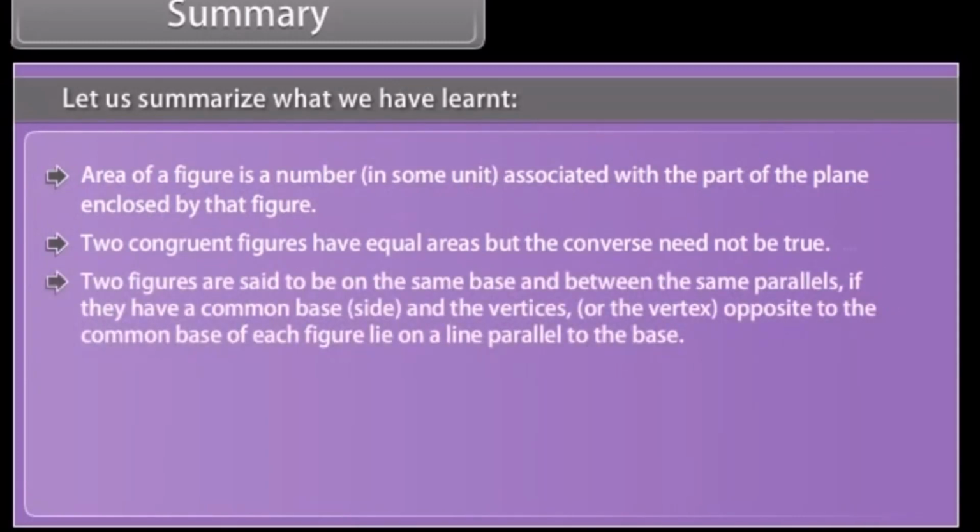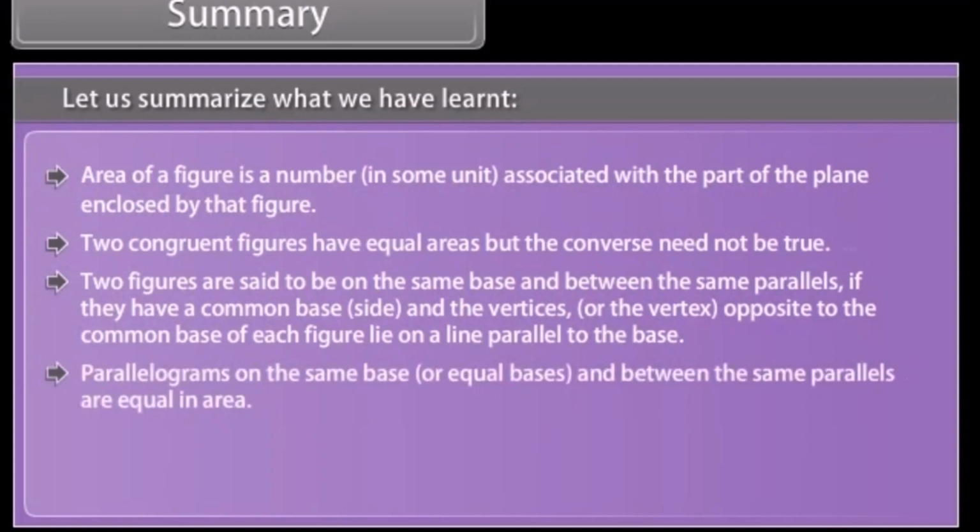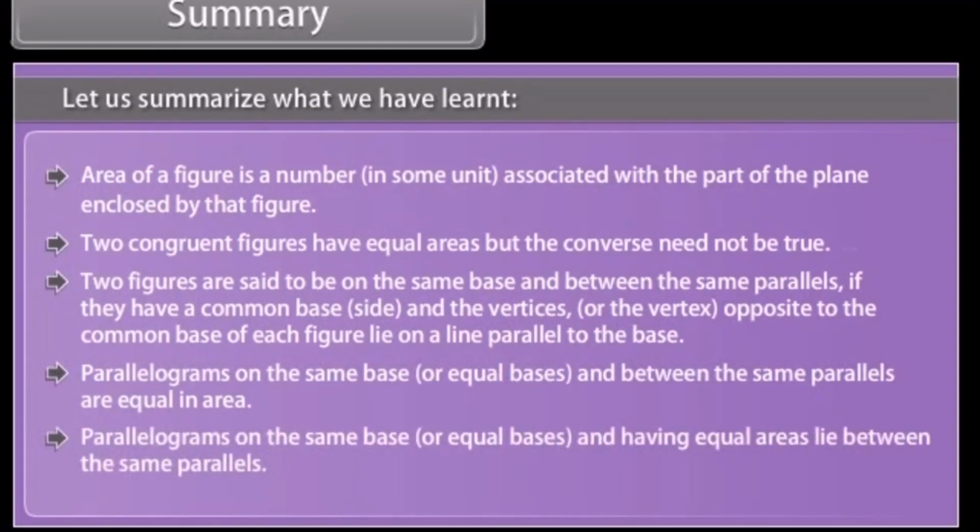Two figures are said to be on the same base and between the same parallels if they have a common base side and the vertices or the vertex opposite to the common base of each figure lie on a line parallel to the base. Parallelograms on the same base or equal bases and between the same parallels are equal in area. Parallelograms on the same base or equal bases and having equal areas lie between the same parallels.